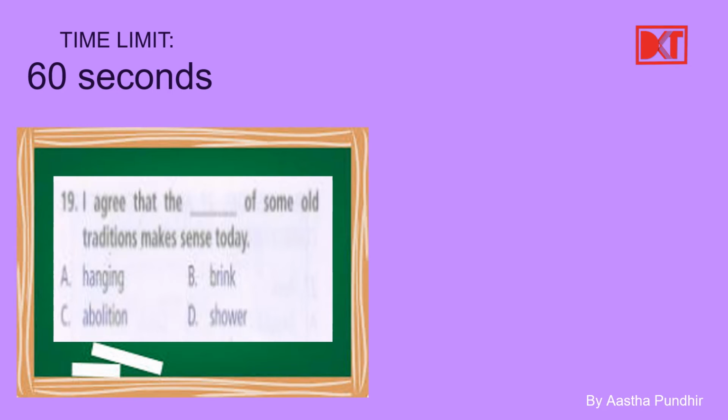Alright, next. I agree that the dash of some old traditions makes sense today. The hanging of some old traditions, brink of some old traditions, abolition of some old traditions, or share of some old traditions. Here the correct answer is C, abolition. Abolition means removal, or we can say some sort of an end. End of what? Some old tradition. It makes sense today. And abolition, this is a noun, saying that I agree that the abolition of some old tradition makes sense today. Alright, so abolition is the only word which makes logic in the given statement.